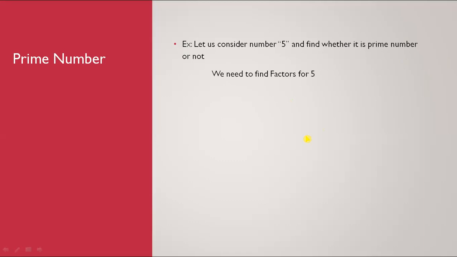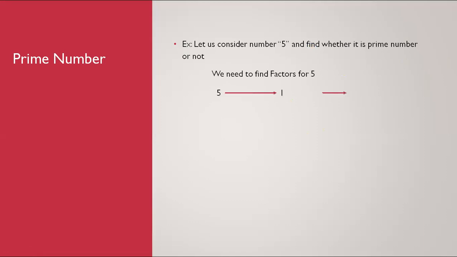Let us consider the number 5, and we need to find the factors for 5. Let us start from 1, because we know that it has to start from 1 and itself. We need to find 1 to itself, right? So for 5, we first start with 1.